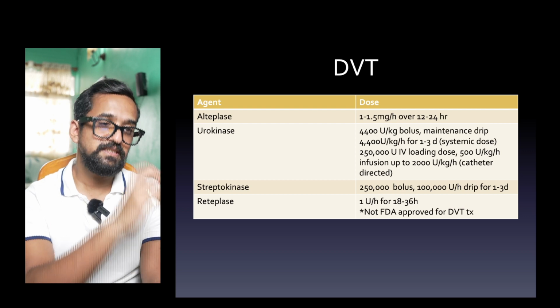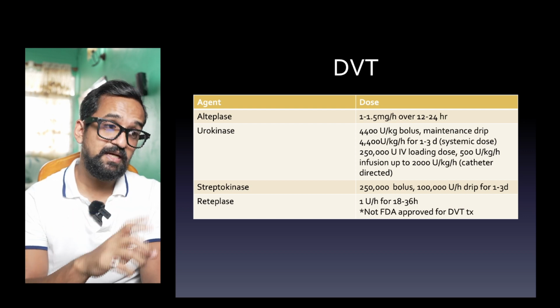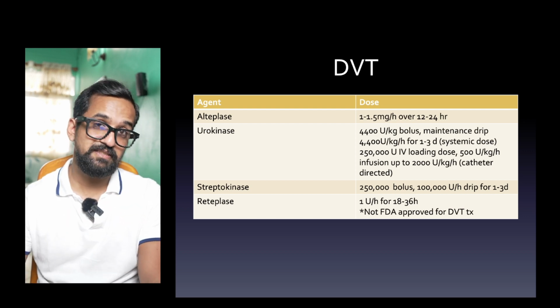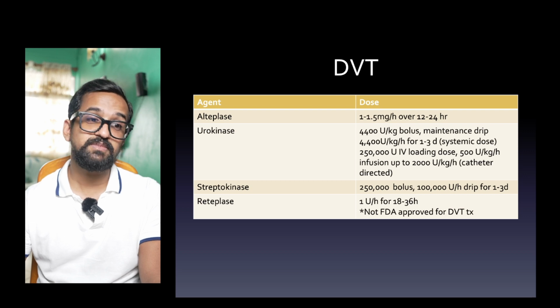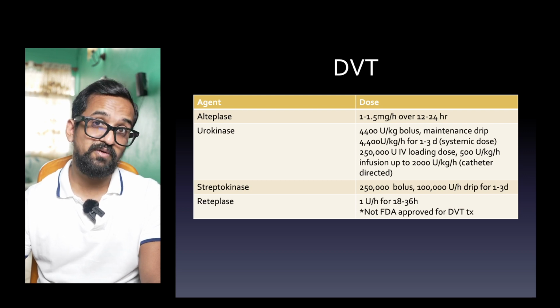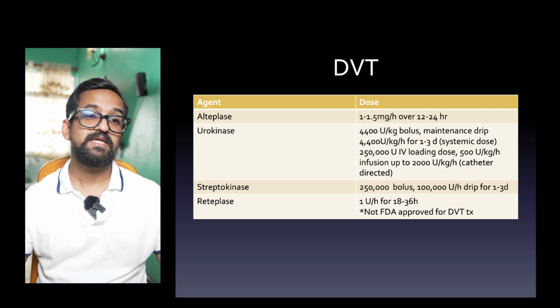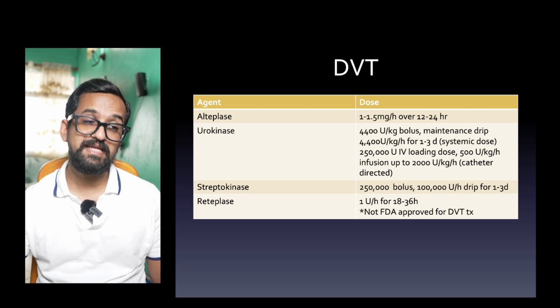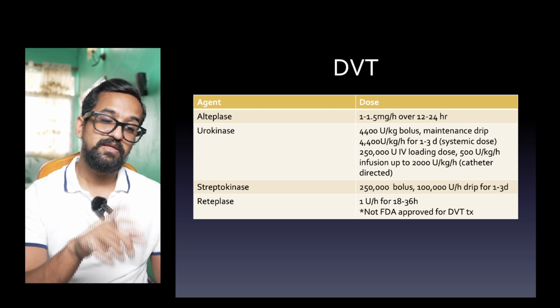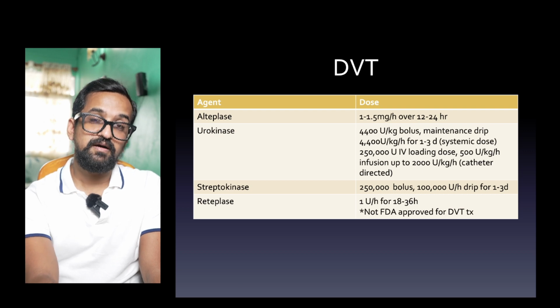Now, medications that we can give for DVT, Alteplase, look at the dose. It's changed. It's 1 to 1.5 milligrams per hour over 12 to 24 hours. And similarly, streptokinase also, it's 1 to 3 days. So remember that the dose changes with the condition.